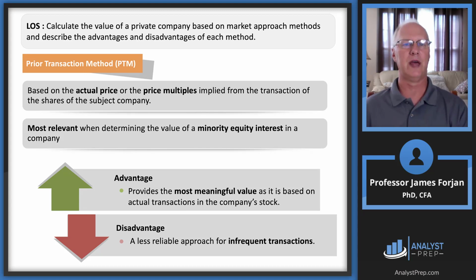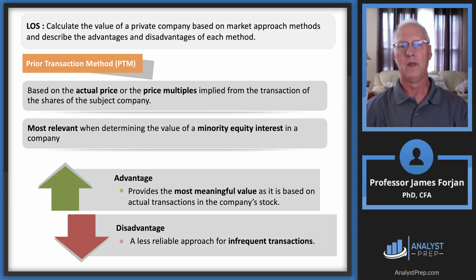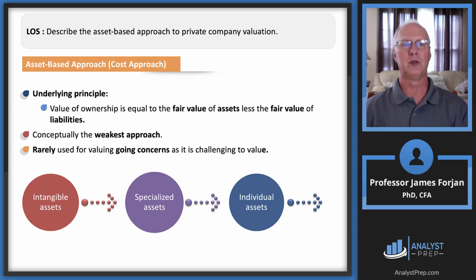How about the prior transaction method? This is based on the actual price from transactions of shares of the subject company. So this is probably most relevant when there is a minority equity interest. Notice the advantage: it provides the most meaningful value, but it tends to be unreliable because there probably are not lots and lots of these transactions. So if you have these prior transactions, that's beautiful. Then use this method. If you don't, then there's going to be some possibility of error.